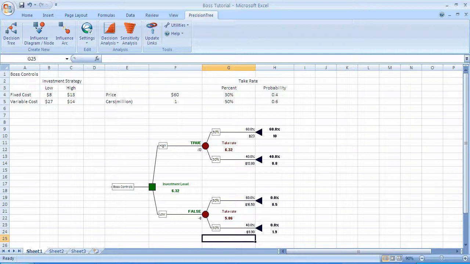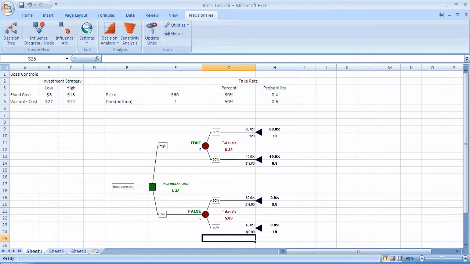Once the tree has solved the problem and specified that the upper half of the tree is the optimum path, the word true appears in cell F11, and the word false appears in cell F21. Because the high investment is the optimal decision, in column H, row 9, it specifies a probability of 60%, and in column H, row 13, a probability of 40%.